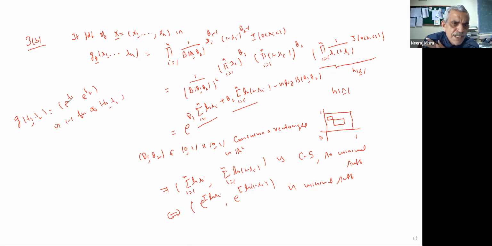Because if you know t1 t2, you can find e to power t1 and e to power t2. And if you know e to power t1 and e to power t2, you can find t1 t2. But what is this? This is nothing but product of xi, and this is product of 1 minus xi. Is minimal sufficient. Is that clear?